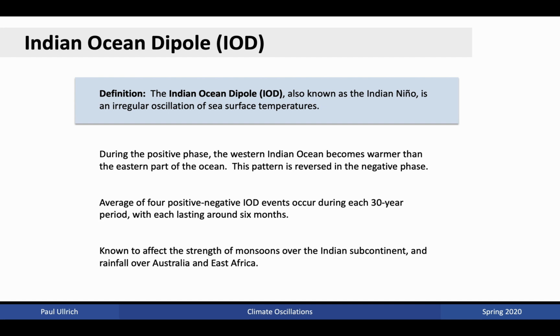There is an average of 4 positive-negative IOD events that occur during each 30-year period, with each of the events lasting around 6 months. The IOD is known to affect the strength of monsoons over the Indian subcontinent, as well as rainfall over Australia and East Africa.